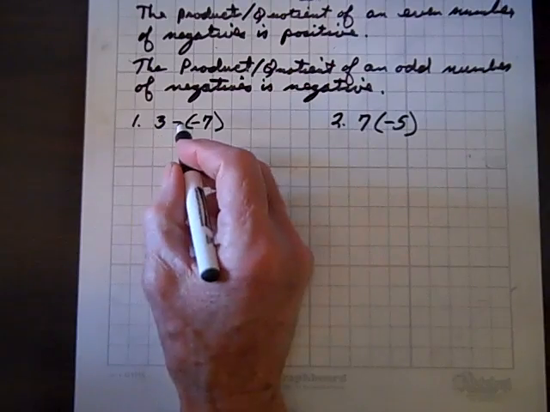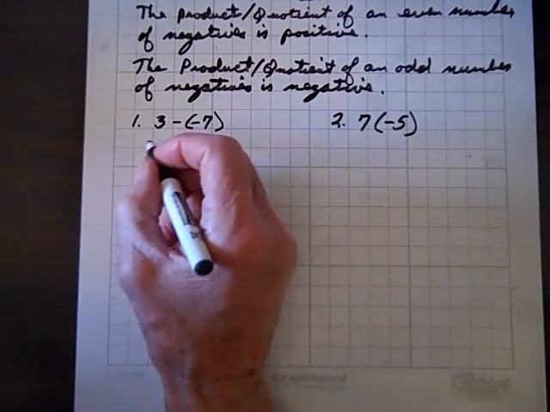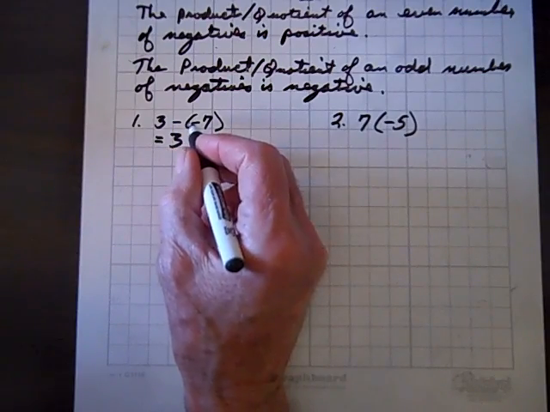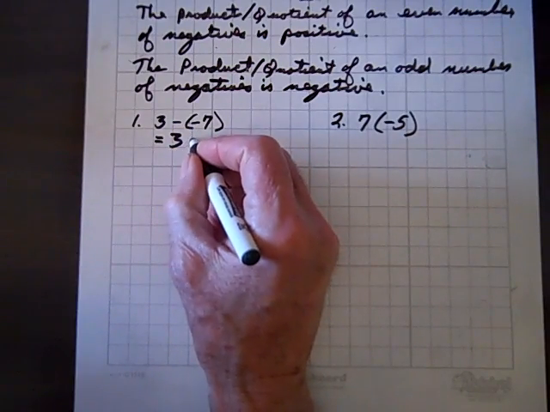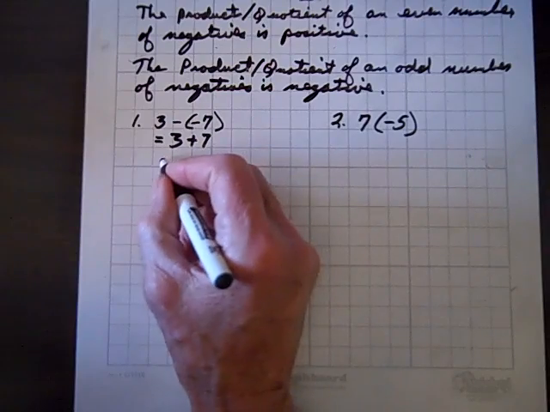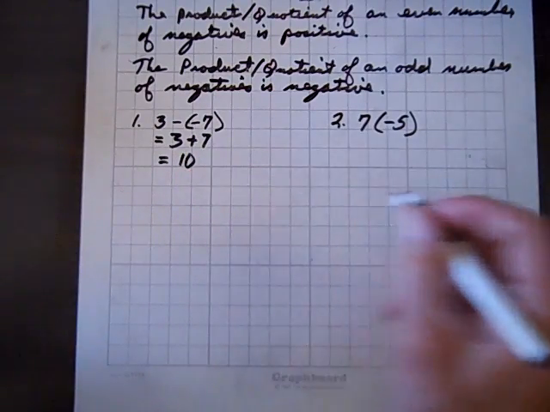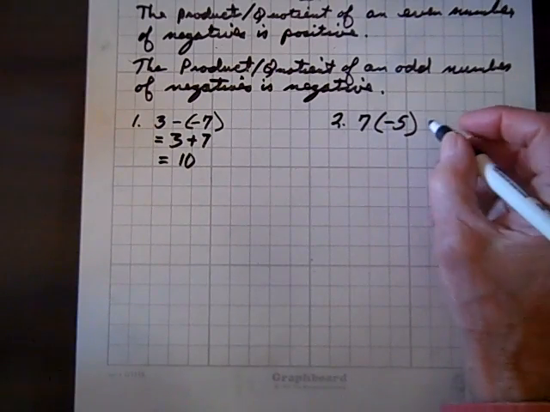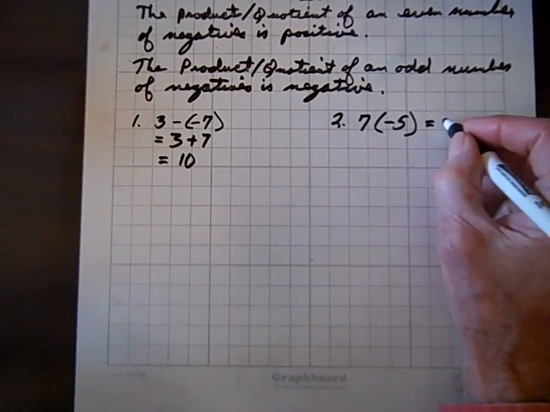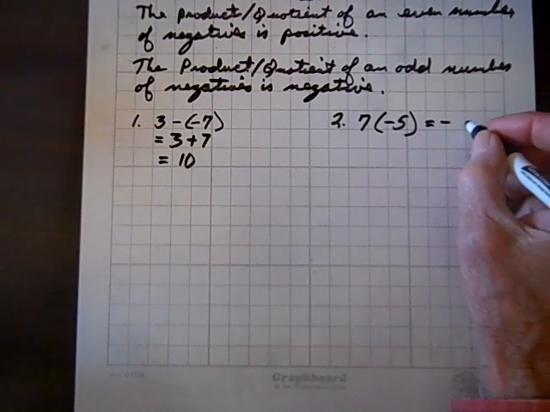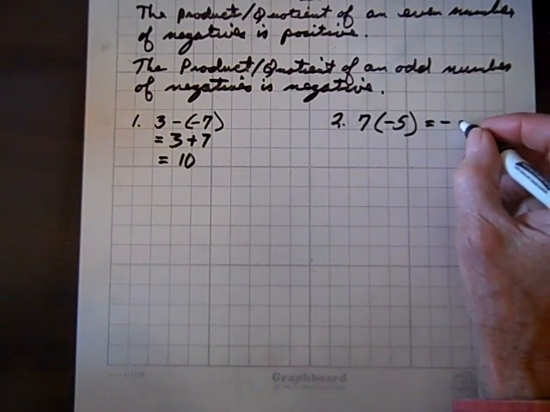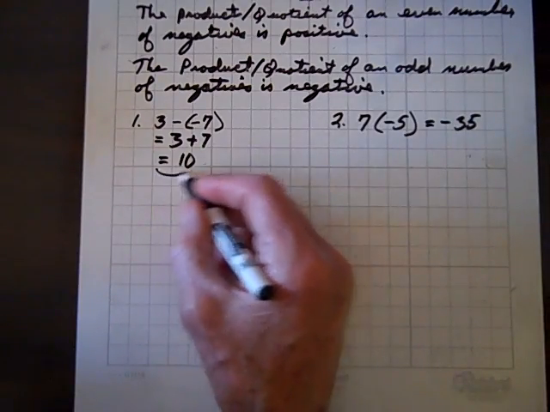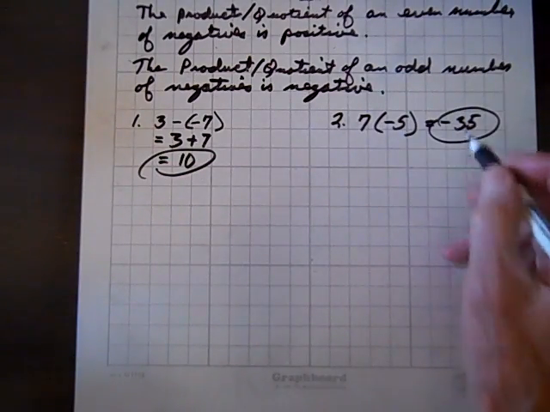So here we have 3 minus a minus 7, and we have two negatives there, so that'll become a plus 7, which equals 10. Now here the number of negatives is odd. There's just one, so we know our product is going to be negative, and 7 times 5 is 35. So our final answer is negative 35.